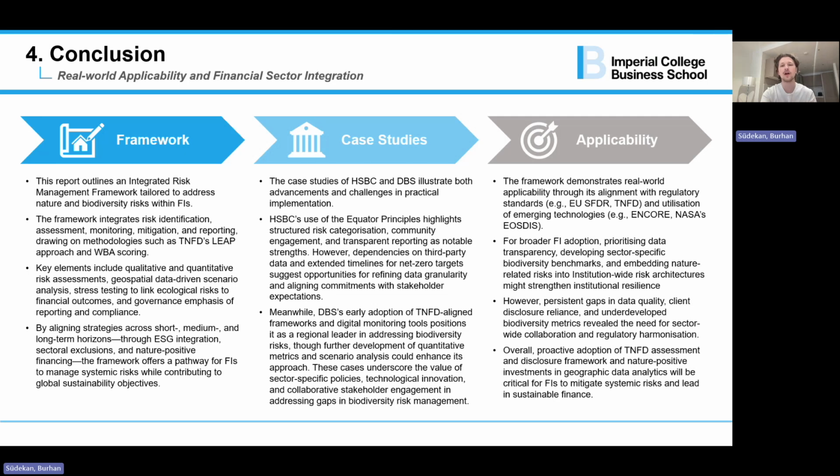In short, proactive TNFD adaptation and investment in geographic data will be essential to strengthen financial resilience and drive sustainable finance.